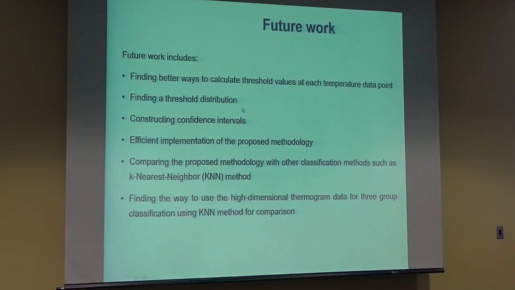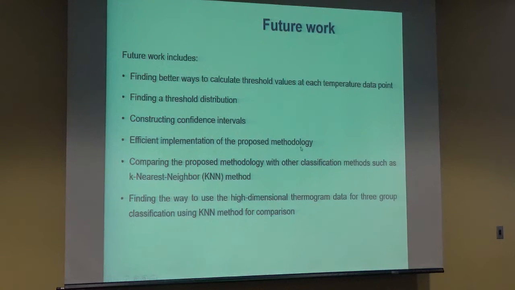Another option is, can we come up with a distribution? For each of those temperature values, can I say what distribution one could have? So rather than predicting the threshold values, predict the distribution for each individual, and then use the distribution from there. Constructing the confidence intervals for the three group comparison is still challenging and we are working on it.